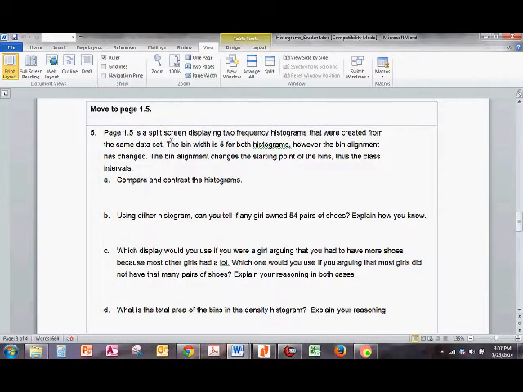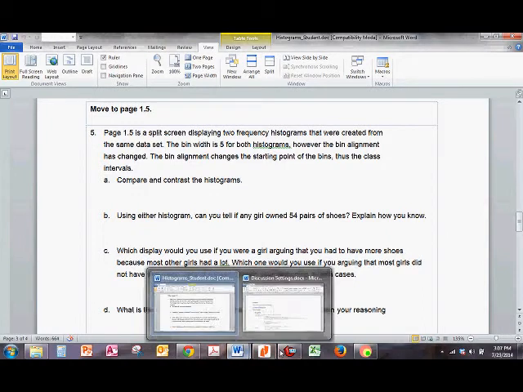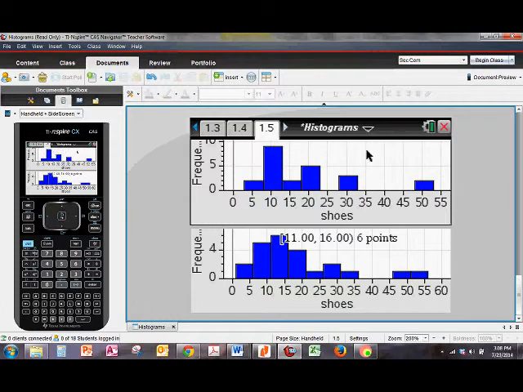It says, it's a split screen displaying two different histograms that were created from the same data set. So it's important to realize that the number of students and their number of shoes is exactly the same here as it is here. The only thing that's changed is the frequency. So notice it goes 0, 1, 2, 3, 4, 5, etc. But here it goes 0, 1, 2, 3, 4, 5. So this one gets all the way to 10 on the y-axis that's visible to us. This one only gets to 6 on the y-axis that's visible to us. So that's the only difference between these two data sets.